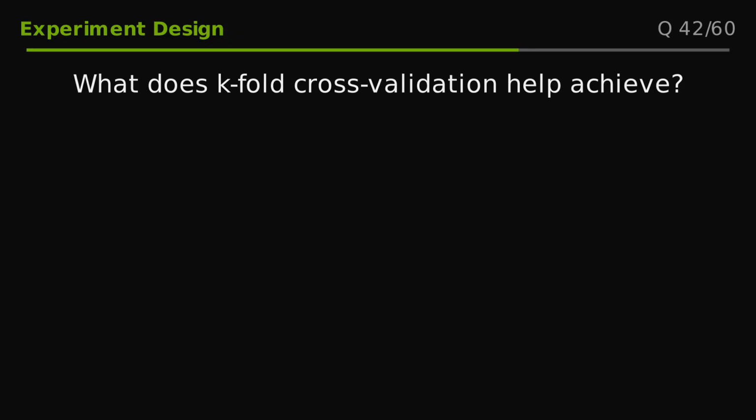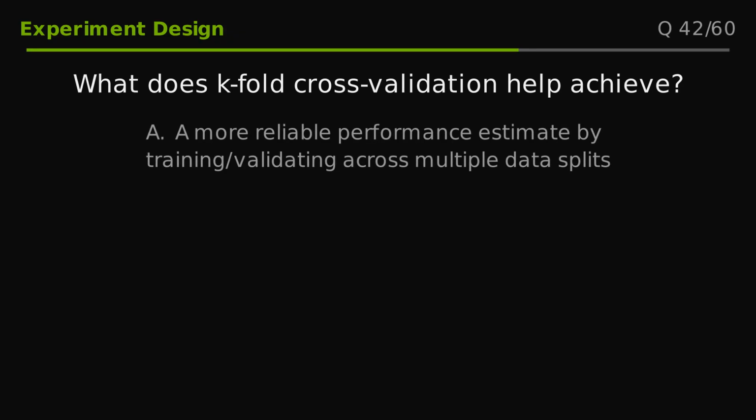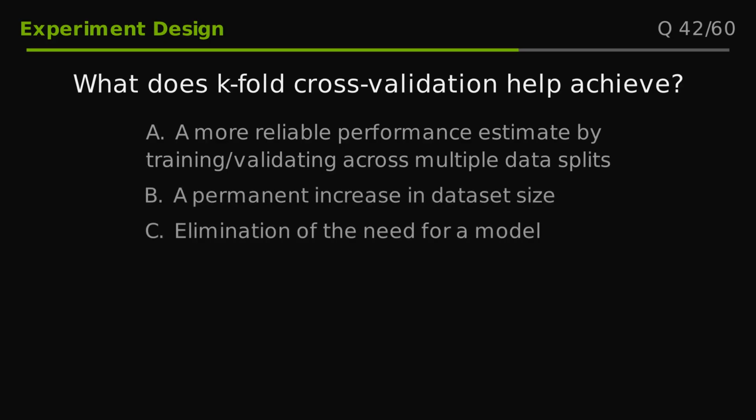Question 42. What does k-fold cross-validation help achieve? Option A. A more reliable performance estimate by training and validating across multiple data splits. Option B. A permanent increase in dataset size. Option C. Elimination of the need for a model. Option D. Removal of all randomness.